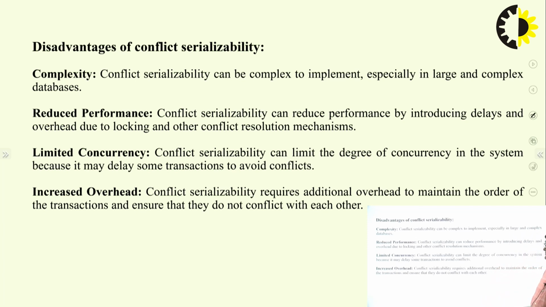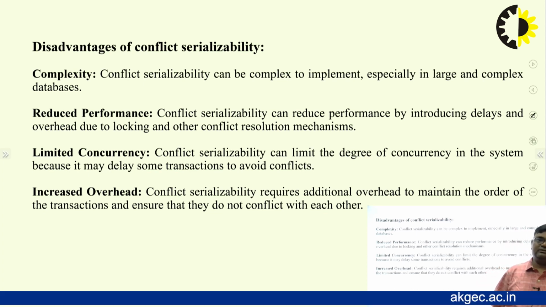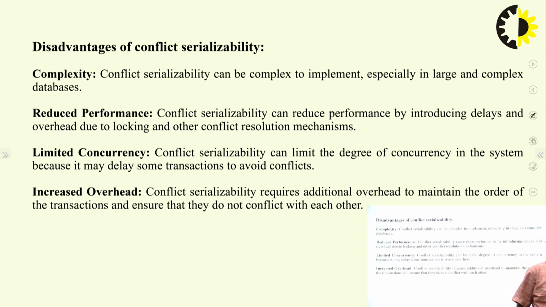Complexity: it can be complex to implement, especially in large and complex databases. For bigger databases, it can be a complex task. Reduced performance: it can also reduce performance, introducing delays and overhead due to locking and other conflict resolution mechanisms. So it has to lock some data items to let transactions work in a concurrent way, and this reduces the performance of the system.